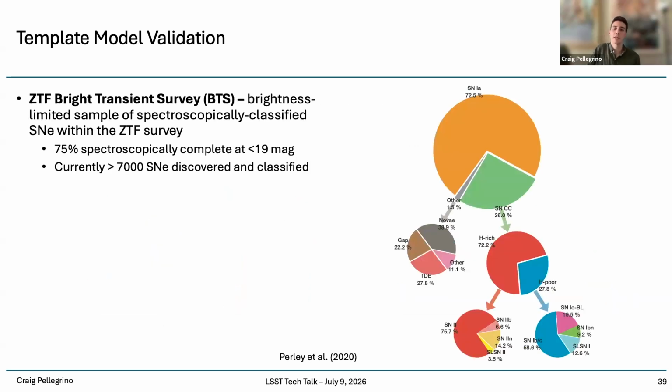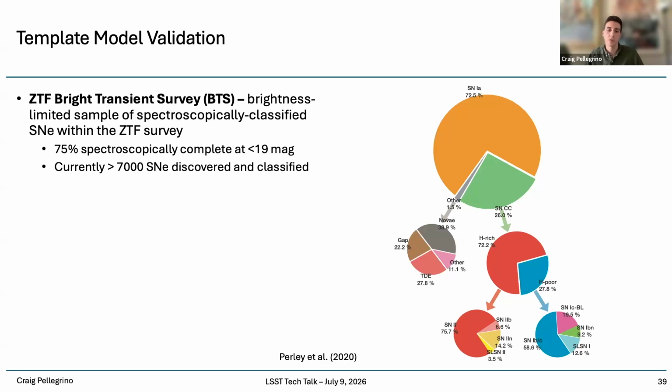And finally, we can validate that our model predictions are accurate using left-out photometry. So to do this, we turn to the ZTF Bright Transient Survey. This is a brightness-limited sample of spectroscopically classified supernovae. It's something like 75% complete down to 19th magnitude. It currently consists of over 7,000 supernovae, the breakdown of which is shown here by these different pie charts.